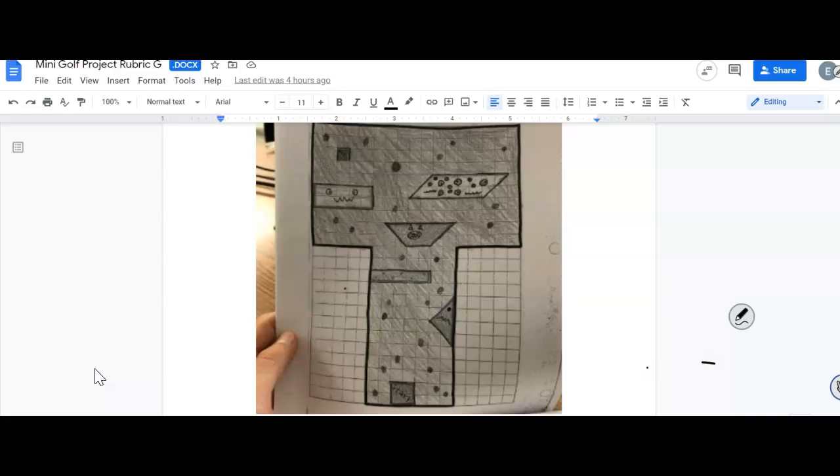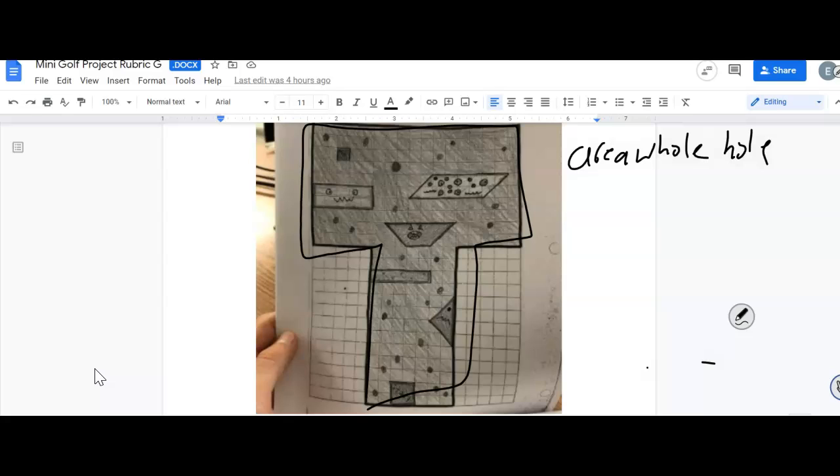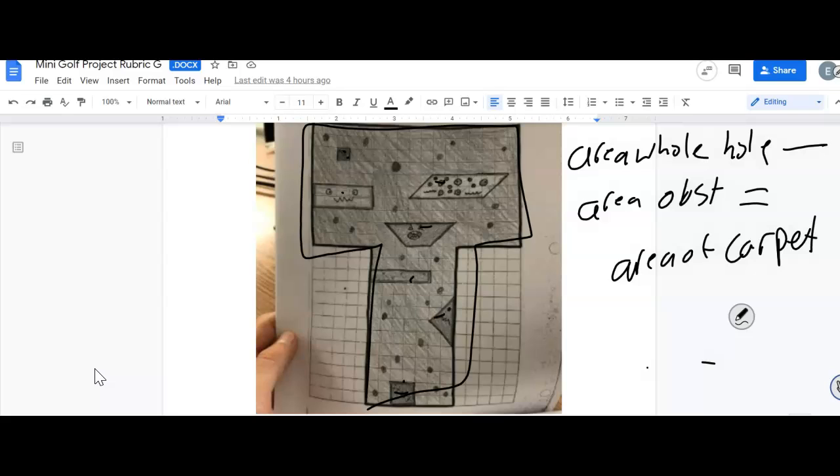You don't have to. But to find the area of the carpet, what you do is you got to find the area of this tee. So area of the hole, everything minus the area of the obstacles, including the start and the hole. So I find the area of the hole and all my obstacles plus my start is going to equal the area of the carpet. That makes sense. Then I will give you the price for each square inch of carpet.